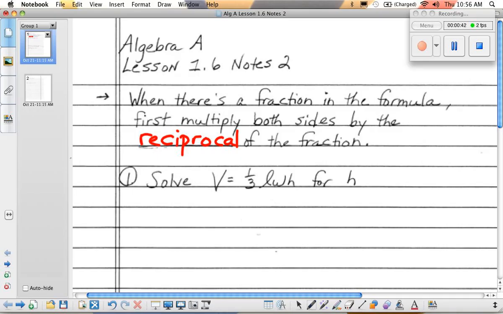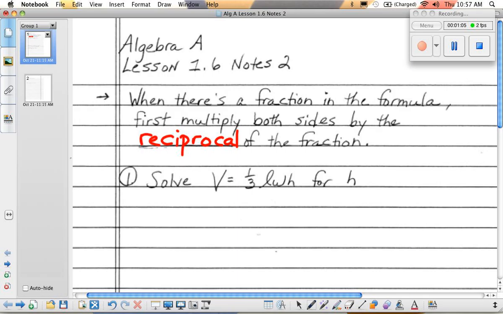What's the reciprocal of 3? 1/3. 3 over 1, flip them, the reciprocal is 1/3. What's the reciprocal of 1/4? 4 over 1, also known as 4. What's the reciprocal of 2/3? 3 halves, 3 over 2, yeah.